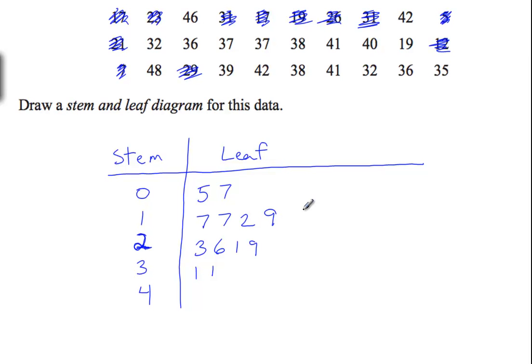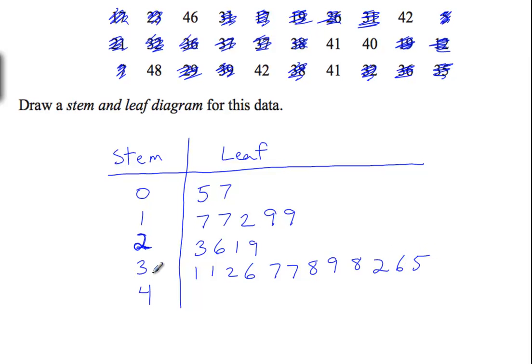Alright, so back at the 30s, we've got a 32, a 36, we've got two 37s here, we got a 38, look, another 19. So put the 38 and also put that 19 in there. This is why we scratched them out. Again, important. 39, 38, 32, 36, 35. So 2, 6, and 5.